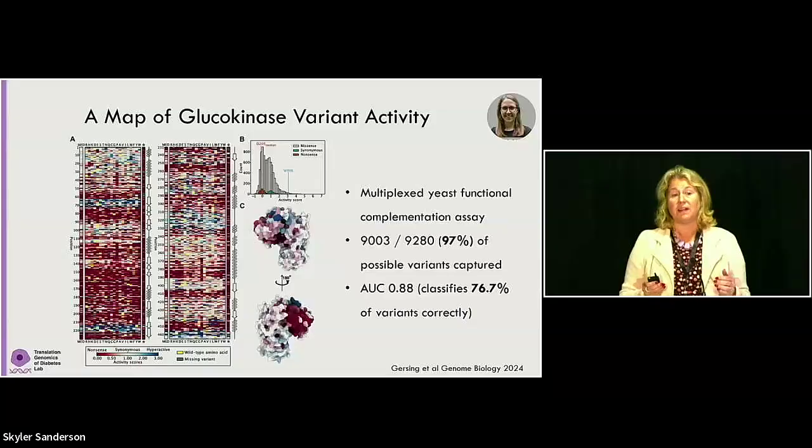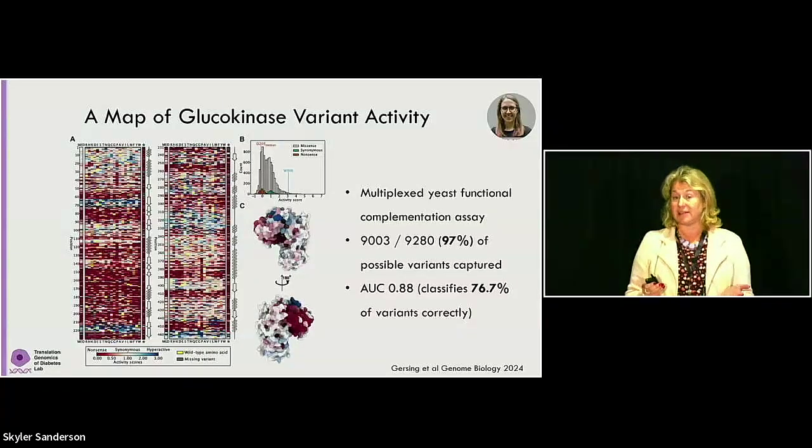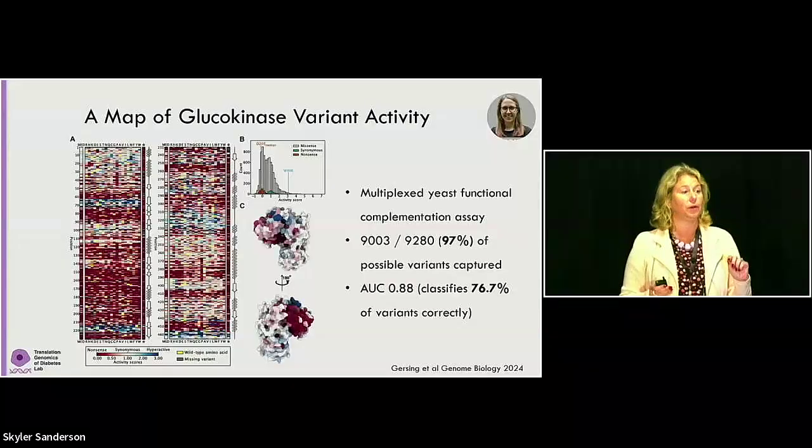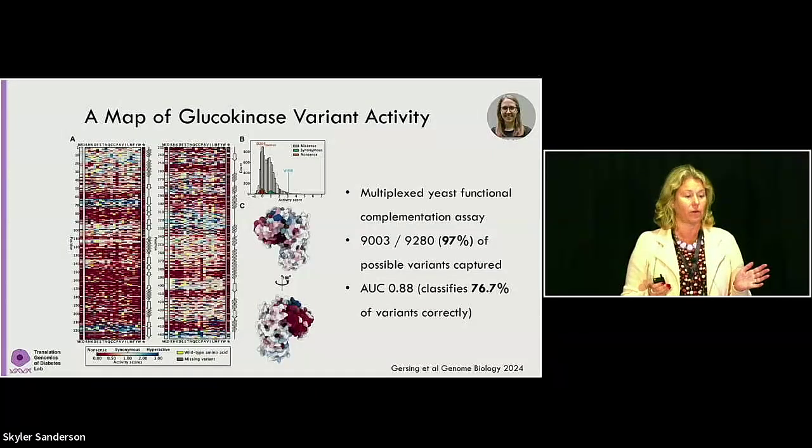So wouldn't it be wonderful if every time you ordered a genetic test for somebody because you suspected they had glucokinase monogenic diabetes, you didn't get a genetic test that came back with a variant of unknown clinical significance? What if we could correctly annotate every single glucokinase variant that you could ever discover on a genetic test? Well, that is our task at the moment.